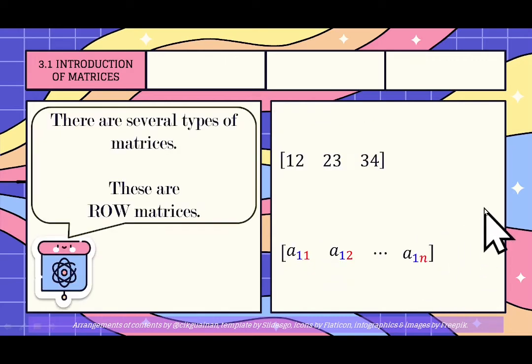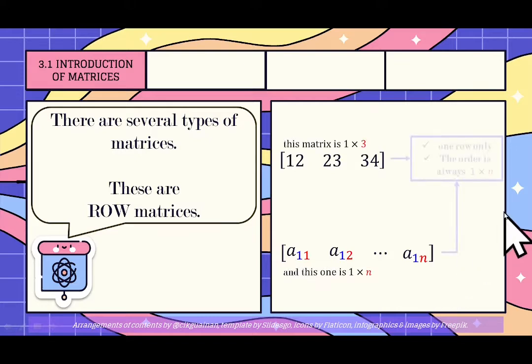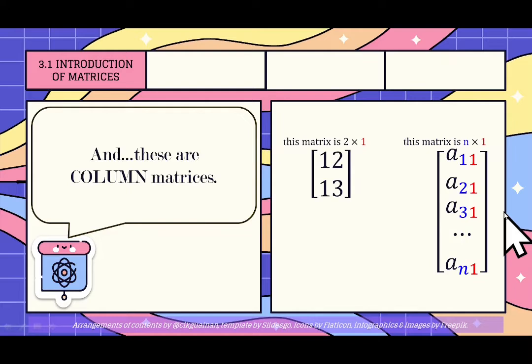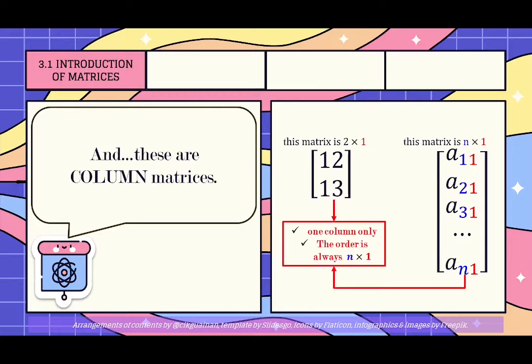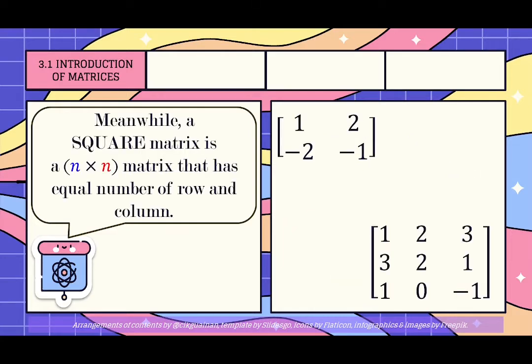There are several types of matrices. These are called row matrices, because they only have one row. These are column matrices, as opposed to row matrices. These matrices have only one column.